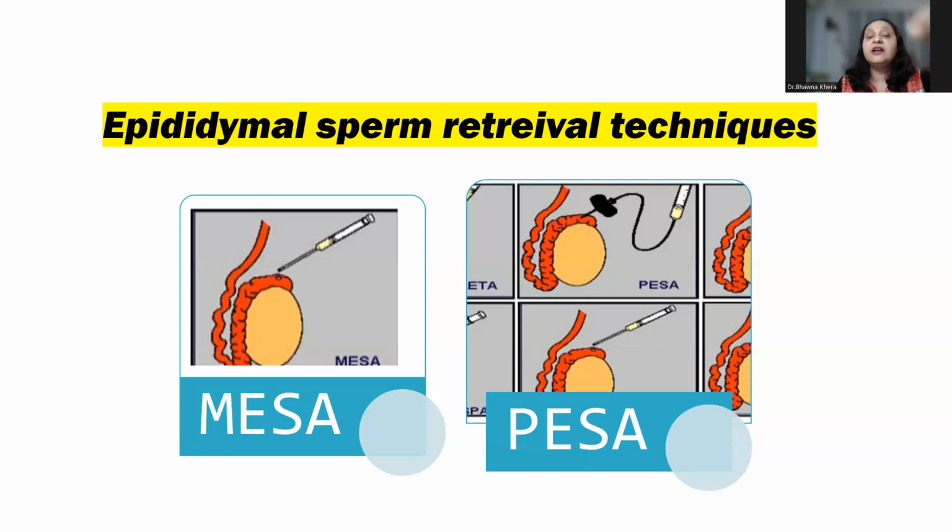While in MESA, you are actually giving a small incision and then you take out the aspirate. Because here you are directly entering inside, in MESA the chances of sperm retrieval are more as compared to PESA. In PESA, percutaneously, you are just aspirating the liquid. So this is MESA and PESA when you are working on the epididymis.